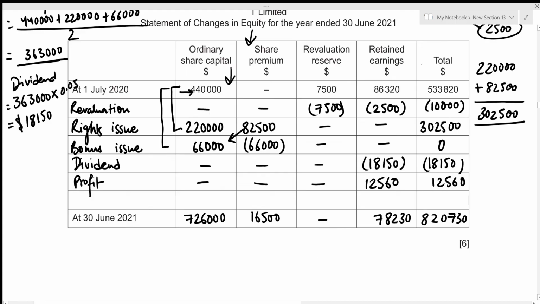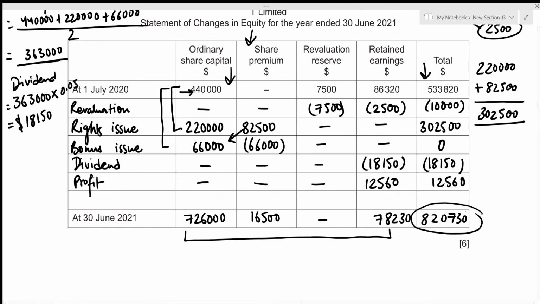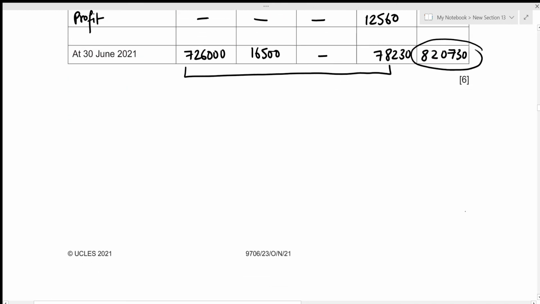Now there's a way to cross-check. We just added the total by the columns, right? And we can also add these closing balances in order to figure out the total. If it's the same amount, then we can conclude that our solution is correct. All right, this concludes our statement of changes in equity as well as the fourth question. Let's move to the fifth one.